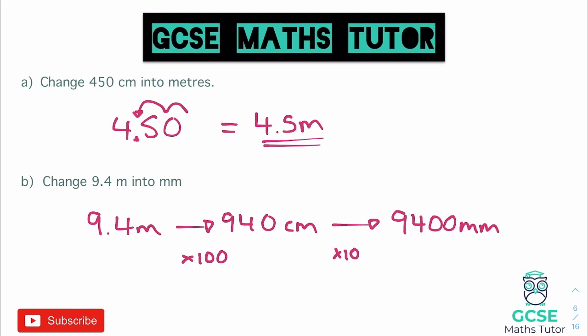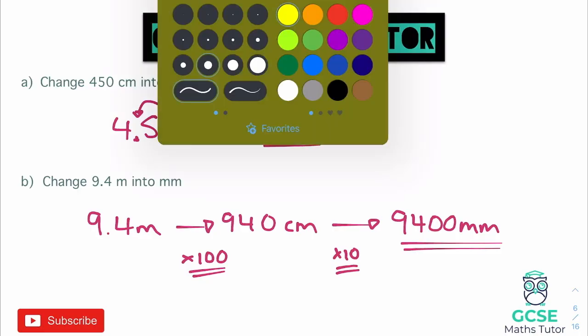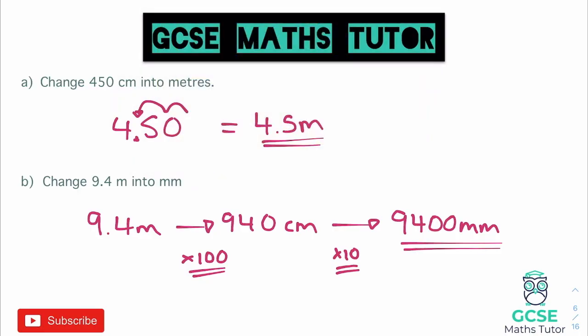Now, of course, you might have spotted there, if we are timesing by 100 and then timesing by 10, then we could have actually just multiplied by 1,000, but that's going to give you a lot of conversions that you need to remember. So I would prefer to just remember the conversion between metres and centimetres, and then also centimetres to millimetres. But there we go, that's how we go about some length conversions.